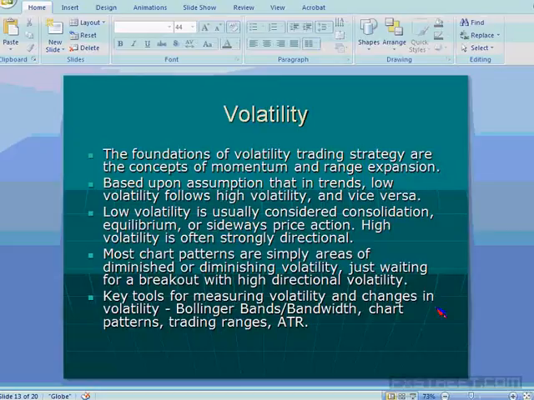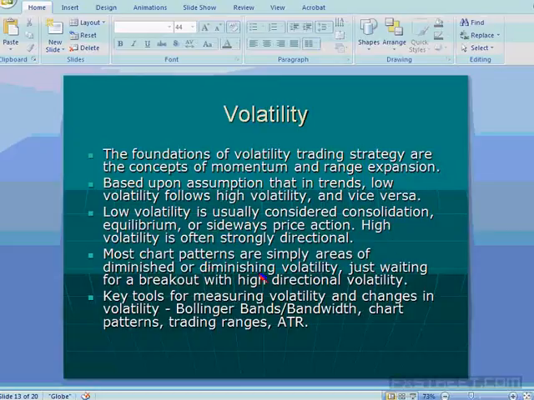And if you take a look at what I was just talking about, those chart patterns, you're looking for range expansion. Okay, first you have price getting into a little area where there's a lot of consolidation, sideways chop, back and forth motion. You're looking for range expansion, for increased volatility in the direction of the trend, and that's very, very important. This is based upon the assumption that in trends, low volatility follows high volatility and vice versa. What we're basically interested in is high volatility following low volatility.